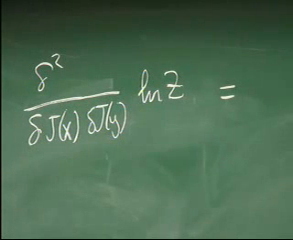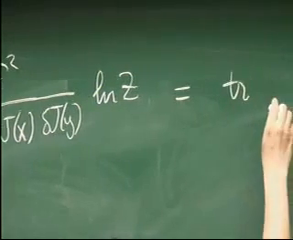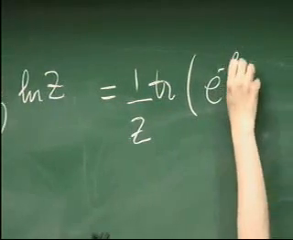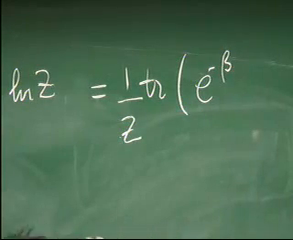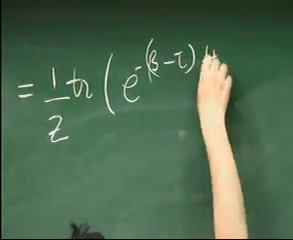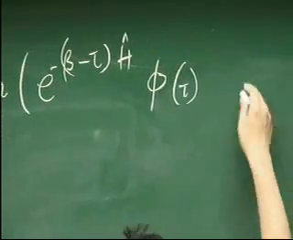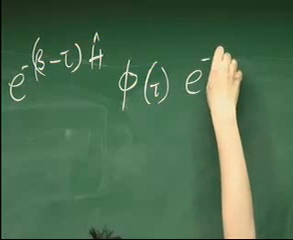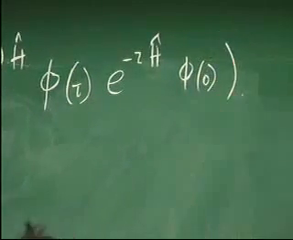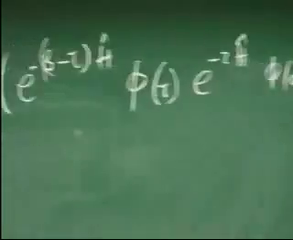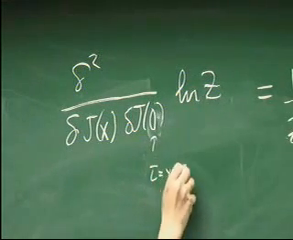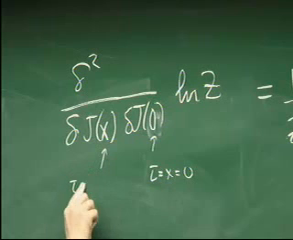If we go back to the operator language, it is something like 1 over the partition function, trace of e to the minus (beta minus tau) H, phi of tau, I will not be writing the spatial index here, e to the minus tau H, phi of 0. Okay. So here I assume that this point is at time and x equals 0. This is at some Matsubara time that is bigger than 0.